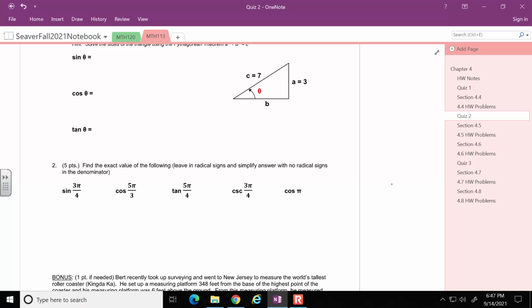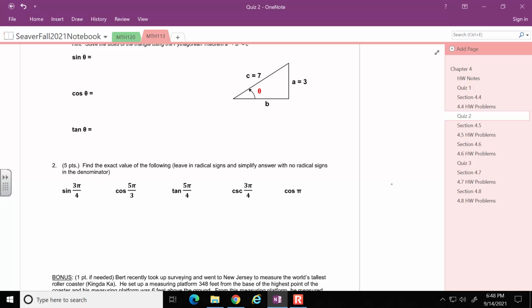So, real quick for sine, I solved the adjacent side and got 2 square root 10. Since it's sine, that's going to be opposite over hypotenuse. That's 3/7. Yep, so I'll leave the answer like that.